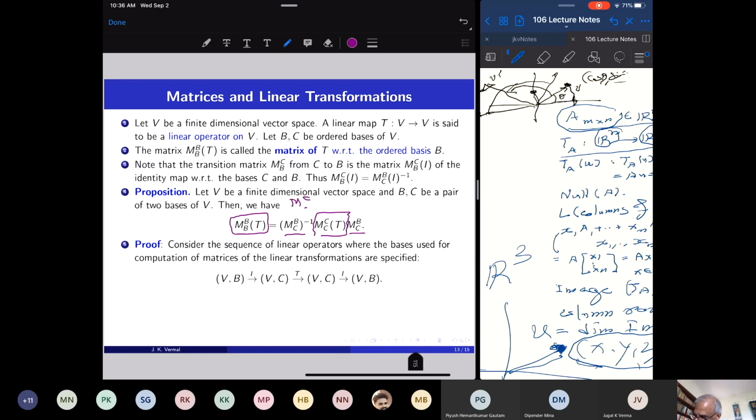Once I have the matrix of T with respect to a basis C, I can determine the matrix of T with respect to another basis simply by multiplying on the right and left by these transition matrices. You have to keep in mind the order in which we are writing this. This is best written as MCB, then the matrix of T with respect to C, times MBC.